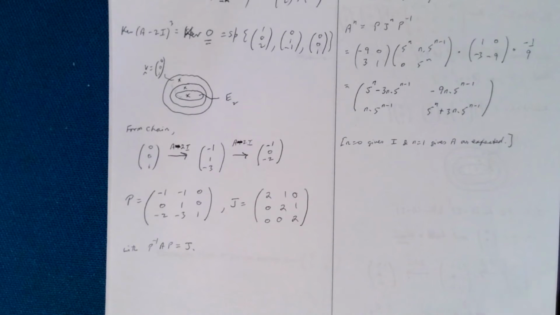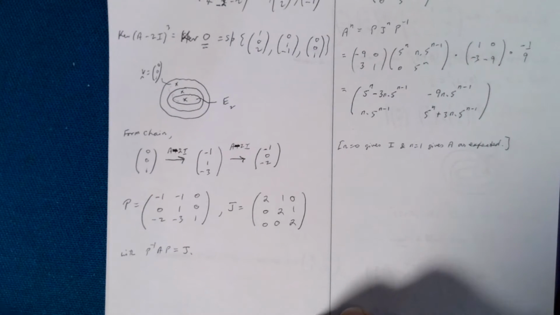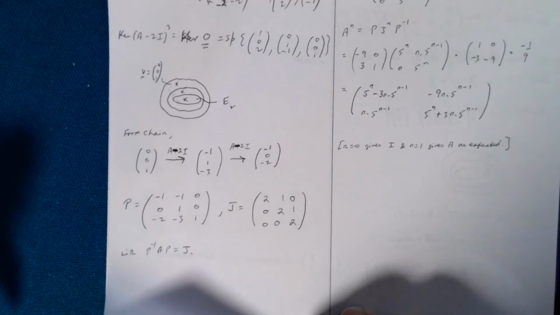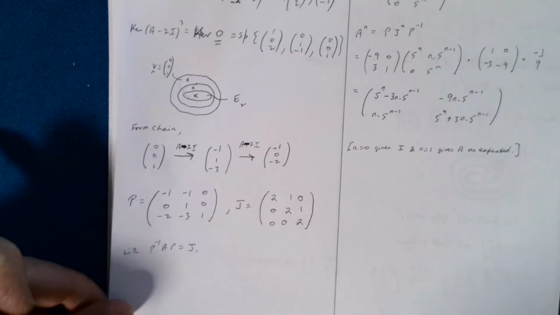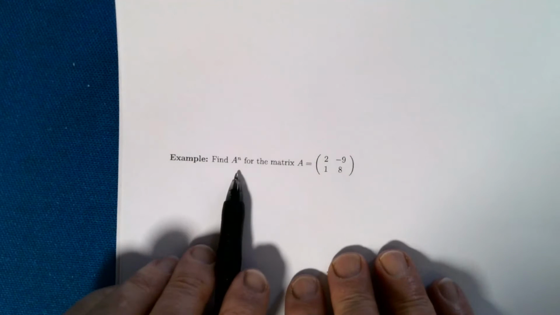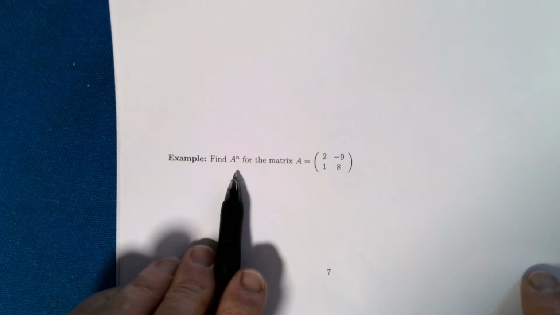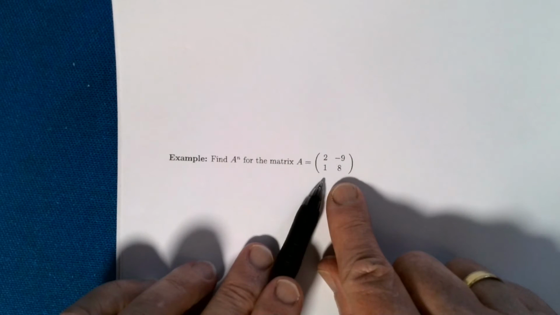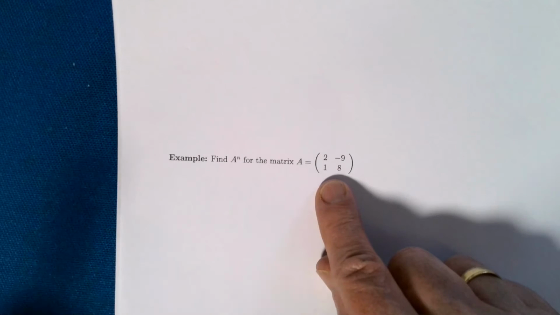So that's again another example of how one deals with matrices with this particular property that only has one eigenvalue and one eigenvector. Before we move on to look at more general situations, I thought we'd actually do finding an nth power of a matrix that's not diagonalizable. So here's our matrix A, which is 2, minus 9, 1, 8, and we want to find a formula for the nth power of this one.